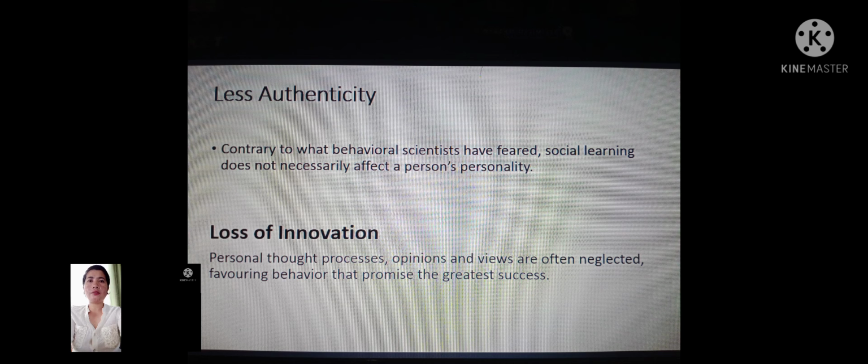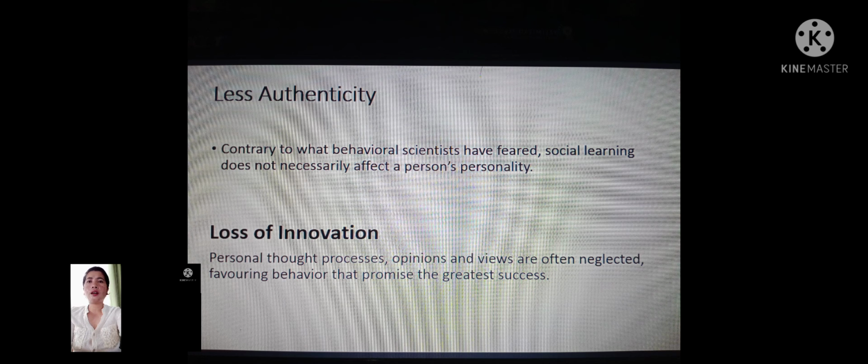The second disadvantage of social learning, we have less authenticity. Contrary to what behavioral scientists have heard, social learning does not necessarily affect a person's personality. In most cases, it would take long-term, repeated imitation and adapting a new behavior as one's own, or losing one's connection to one's personality. Moreover, people often notice it themselves when something doesn't feel authentic.